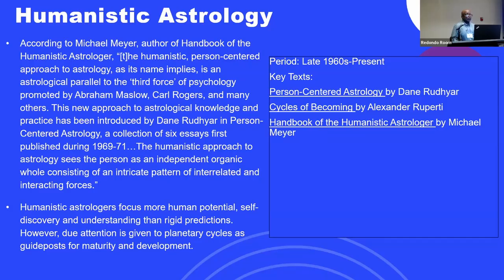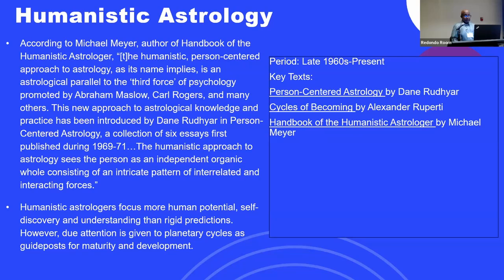They're still teetering more toward the spiritual. Humanistic astrologers are more interested in human potential, self-discovery, and understanding, not rigid predictions. What's interesting about them is that, unlike psychological astrologers, they do get more into prediction, but they look at it more through planetary cycles as guideposts, like your Saturn return, or looking at your synodic Mercury Sun return, or Venus return, or your Uranus opposition, those things.